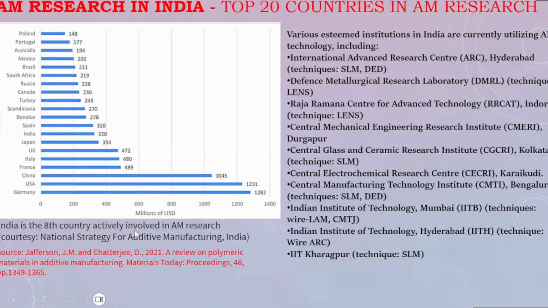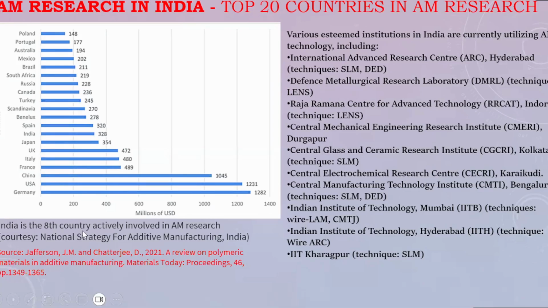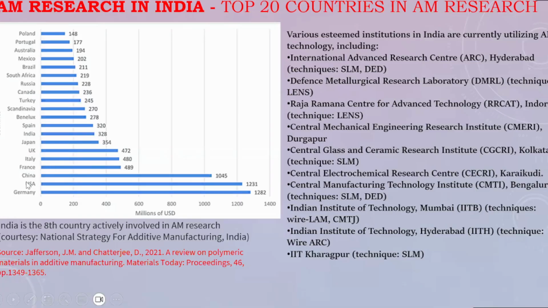And here, as most of the audience are from India: India is the eighth most active country in AM research, but we are number one in population. Advanced countries like Germany, the US, China, France, Italy, the UK, and Japan are much ahead in additive manufacturing research. These are some of the esteemed organizations in India that have been working on additive manufacturing for almost decades.